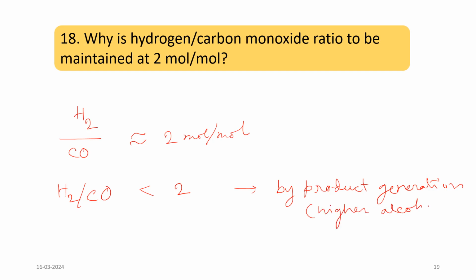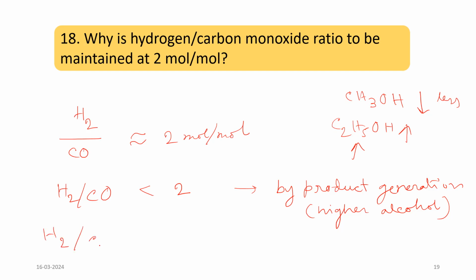Higher alcohol. So that means we want to produce methanol here. But instead, methanol will form in very small amounts. Rather, alcohols like propanol will form in much higher amounts here. But that is not our desired product, right? We want to produce methanol here. So if we keep this ratio much less than 2, this will happen.